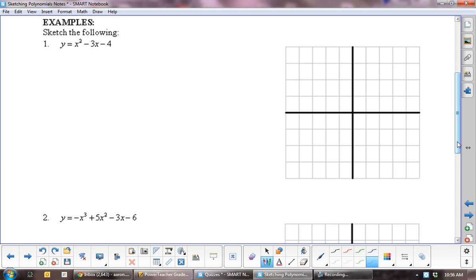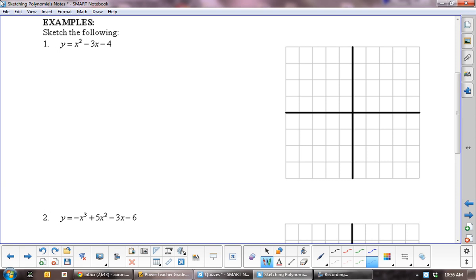Okay, so we're just going to do 3 questions today, and you're going to get the gist of what we're looking for. And every day we're going to build on one more thing. So we're always going to keep reviewing right from the first lesson every time we do a question. So sketch the following.